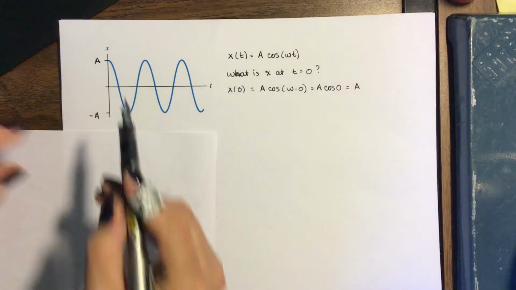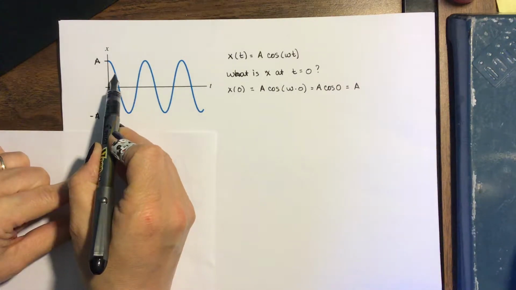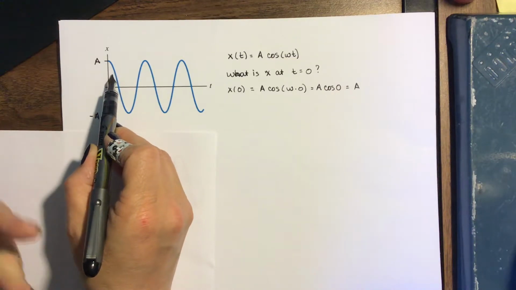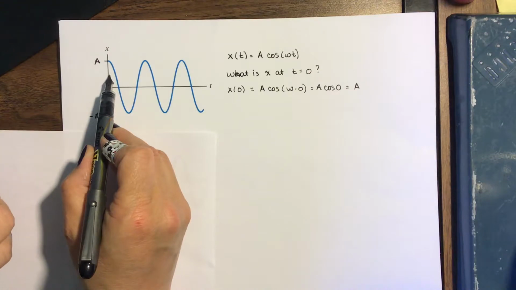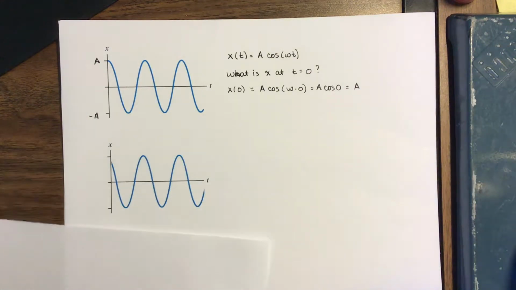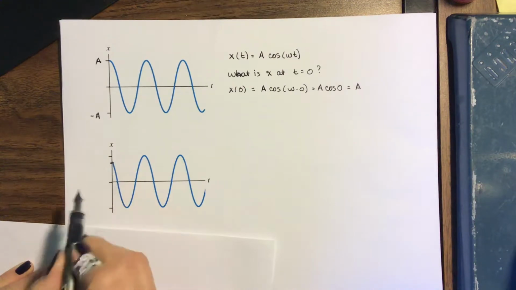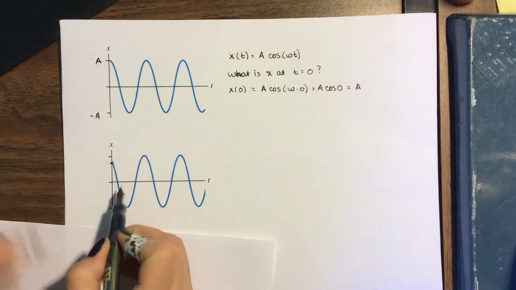What if we started our stopwatch right here? Or what if we hit collect when our x was right here? Would we still have the same motion? And the answer to that question would of course be yes. If we started our stopwatch right here, here's x of 0. It's not at the amplitude, but it's still some point on the oscillation.